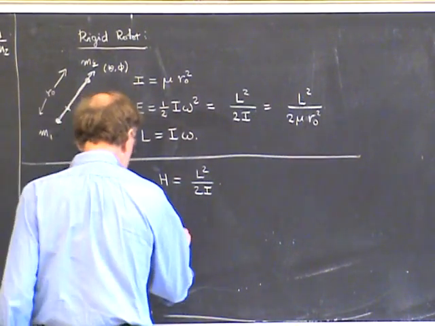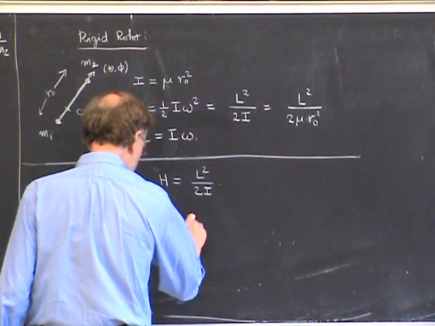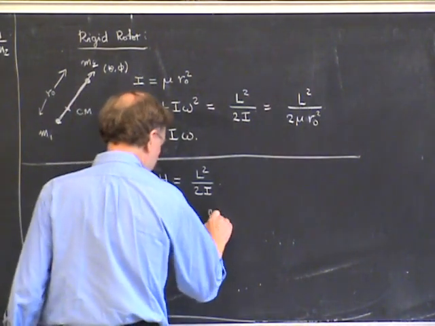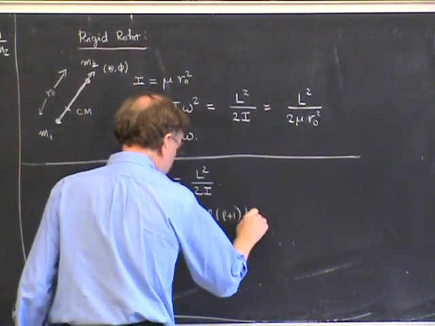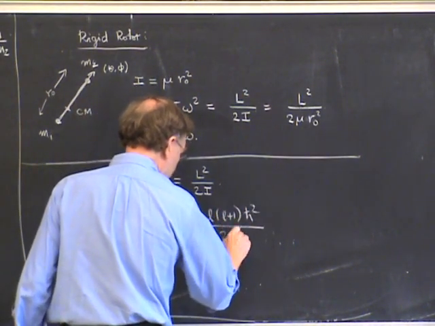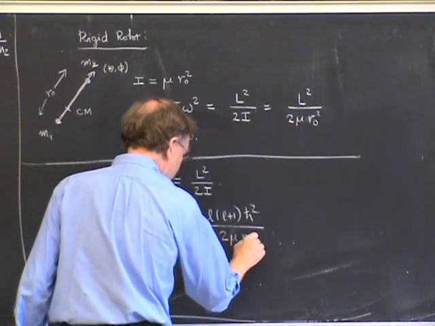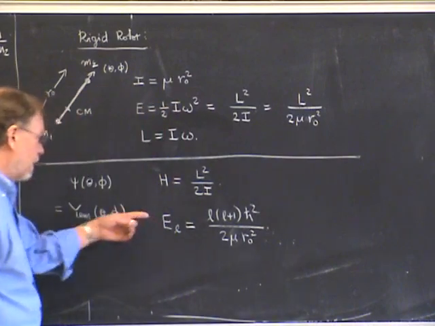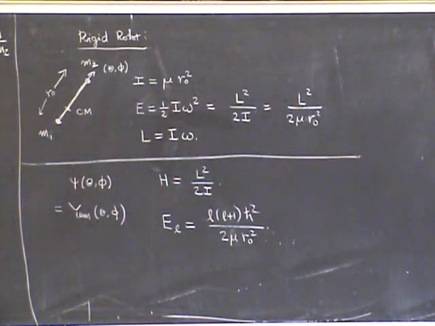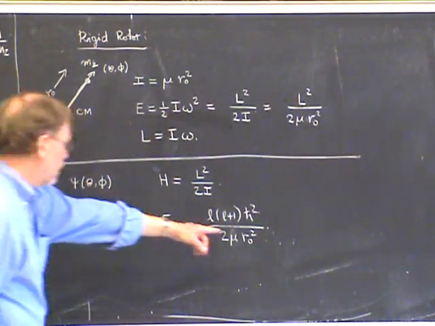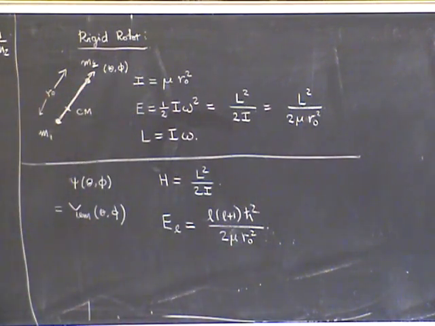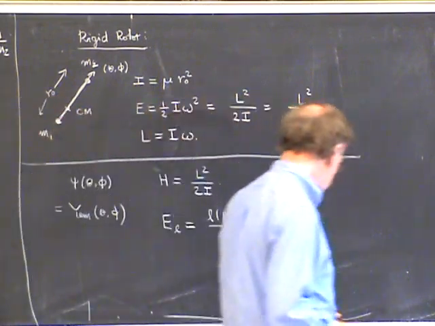So we see that the energy depends on the quantum number L, and it's L times L plus 1 h bar squared divided by 2I, which, if I replace I by a reduced mass times R naught squared, you can see again that it's really the same as the centrifugal potential frozen at the radius R naught, the fixed radius. Okay, so this is some of the quantum mechanics of the rigid rotor.